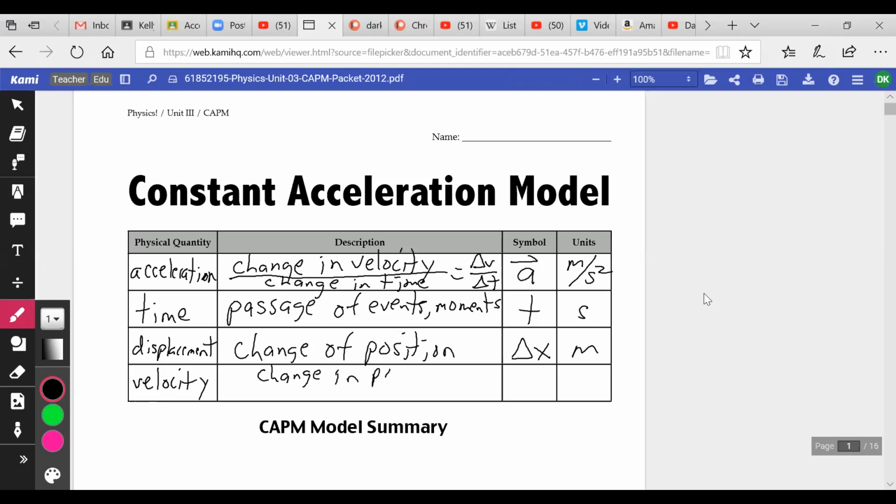Change in position divided by change in time, which is delta x over delta t, which we should be familiar with to a degree. Velocity is delta x over delta t. The symbol for velocity is v with an arrow to indicate it's a vector. It has a number and it has a direction. All vectors have numbers and directions. It could be going towards the east, towards the west, north, south, diagonal. And the units, meters per second.